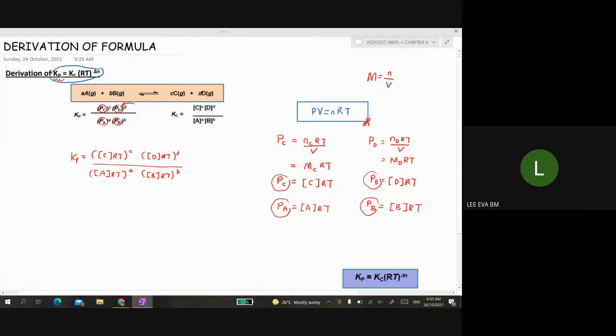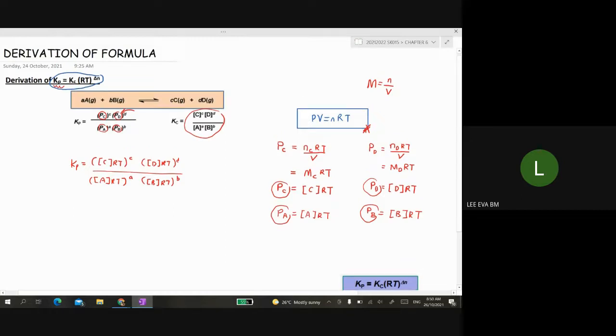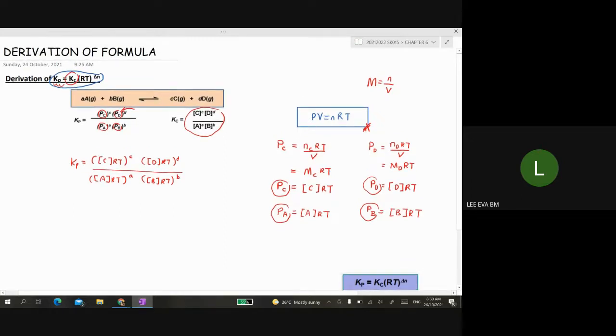Okay, so we want to extract the concentration. If you look at this Kc expression, kita nak cuba untuk keluarkan benda ni, sebab kita nak substitutekan Kc. We want to extract the [C]^c [D]^d [A]^a [B]^b from this Kp expression. So we try over here.